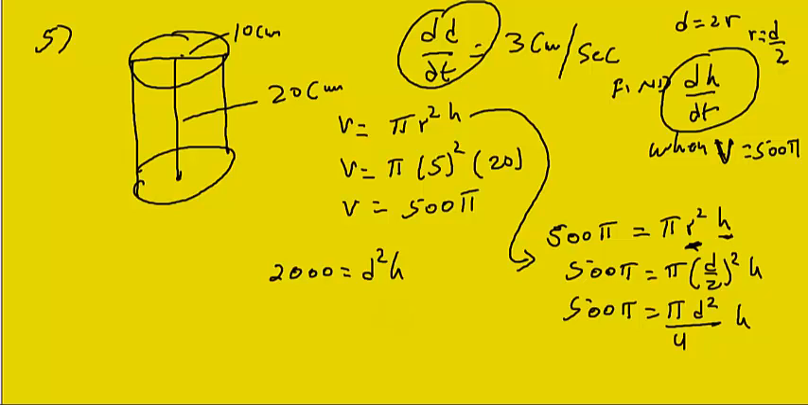Let's take the derivative of this. The derivative of 2,000 is 0. I have to use a product rule here. First times the derivative of the second, d squared dH/dt, plus the second, which is h, times the derivative of the first, which is 2d dD/dt. And this is 0. I need to plug in everything I can right now. dH/dt I'm okay, I'm going to leave that alone.